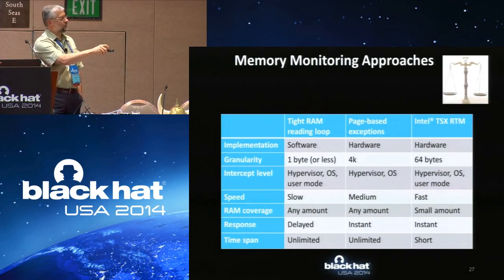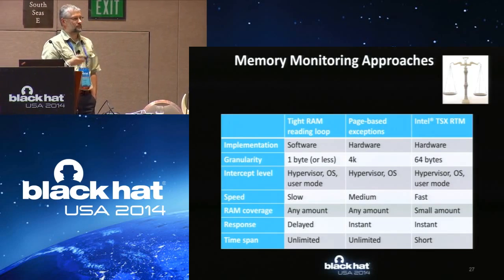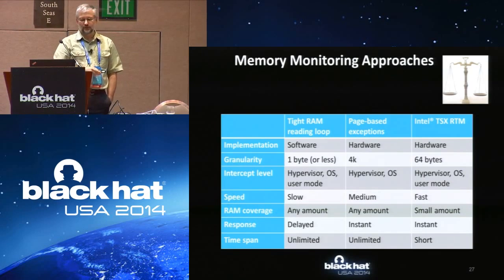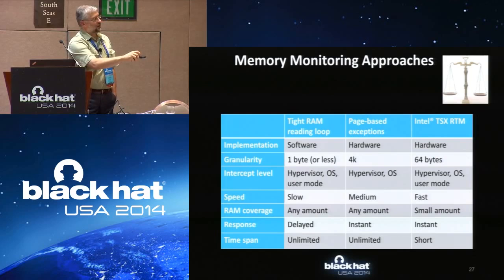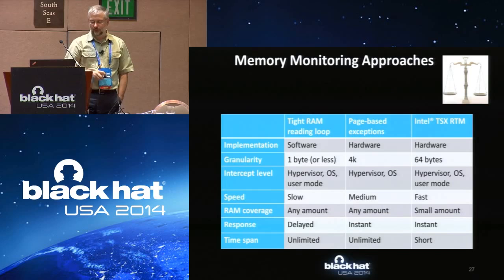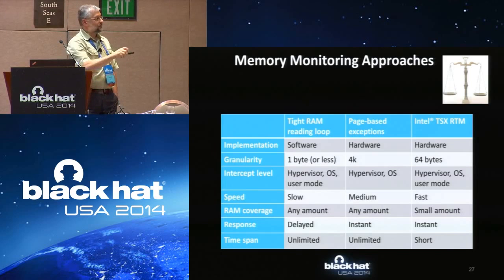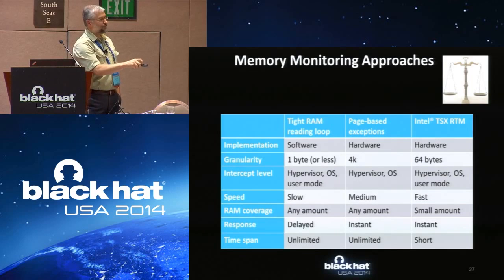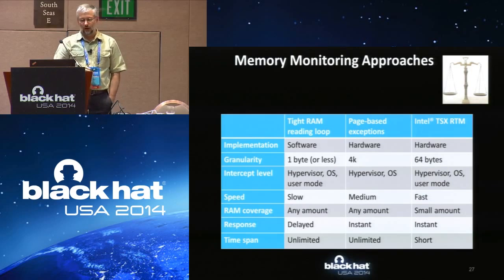The granularity of the tight loop is very good. You can get down to 1 byte or even check bits in it. Page tables are pretty bad with 4 kilobytes granularity. Transactional support gives you 64 bytes, which is something in the middle, and that is much better than 4 kilobytes. To run these, the tight memory loop can run anywhere: hypervisor, operating system, in user mode. Page-based stuff can only be used in the hypervisor or the operating system, but the transactional system can be used anywhere. You can use it from user mode.